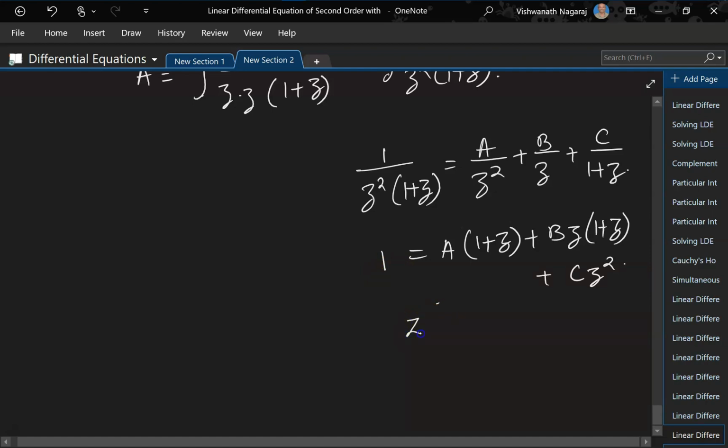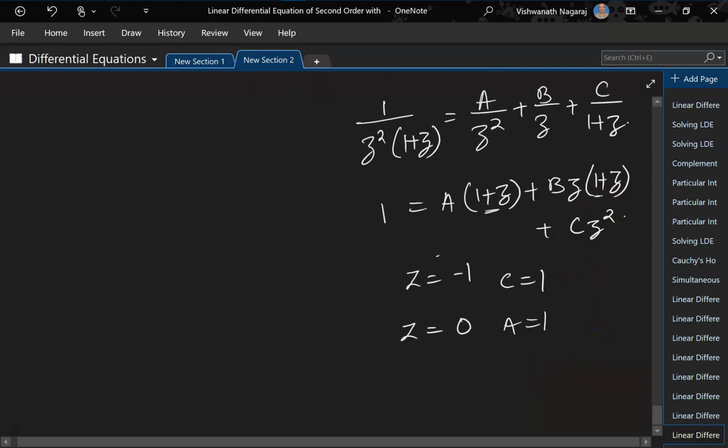Here let z be equal to minus 1. If you put minus 1, what happens? This becomes 0, this becomes 0, and minus 1 square is 1. So c is equal to 1. Now let's say z is equal to 0. If you put 0, a remains, the b term disappears, and the c term also becomes 0. So a is equal to 1.